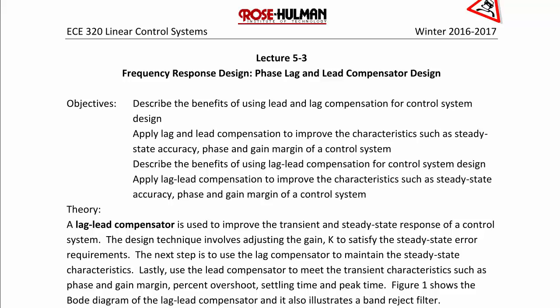A lag lead compensator is used to improve the transient and steady state response of a control system. The design technique involves adjusting the gain K to satisfy the steady state error requirements, and then the next step is to use the lag compensator to maintain the steady state characteristics. Lastly, use the lead compensator to meet the transient characteristics such as phase and gain margin, percent overshoot, settling time, and peak time. Figure 1 below shows the Bode diagram of the lag lead compensator, and it also illustrates a band reject filter.